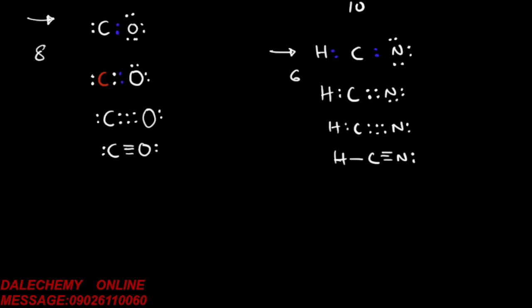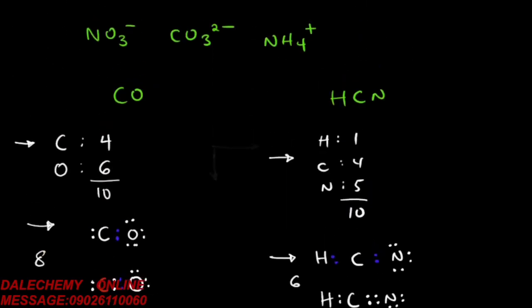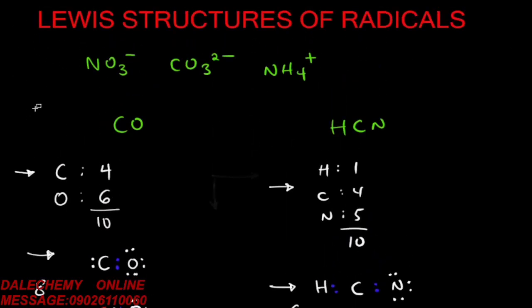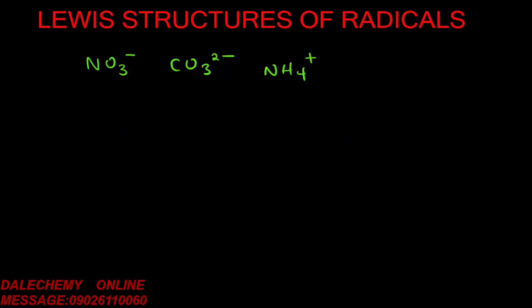Now let us go to the main business. So we want to look at the Lewis structure of radicals. Okay, radicals like NO3 minus, CO3 2 minus, and NH4 plus.